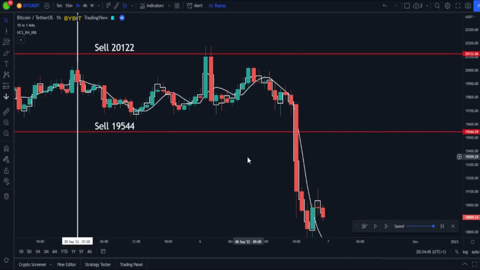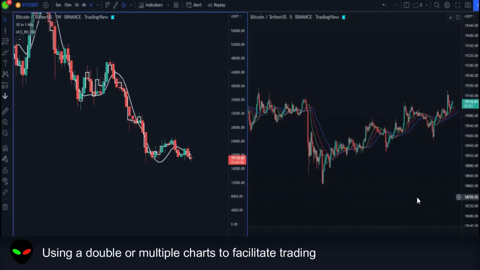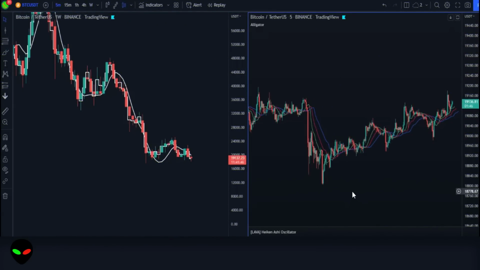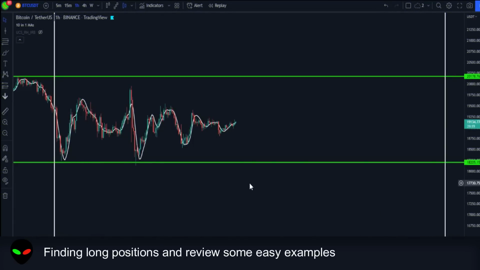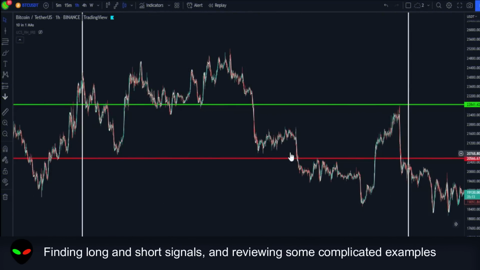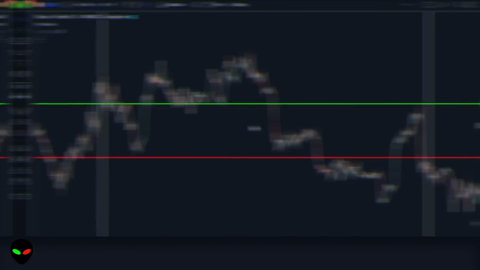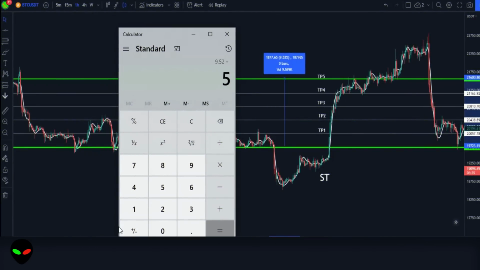Well, for the length of the video and to avoid boredom, this will be all in the first part of this series, and in the next videos we will talk about the following points. 1. Using double or multiple frames to facilitate trading. 2. Finding long positions and reviewing some easy examples. 3. Finding long and short signals and reviewing some complicated examples. 4. Dividing the targets, the first target, the second target, and so on, with calculation of the stop-loss level.